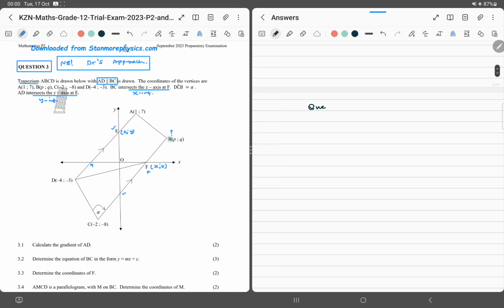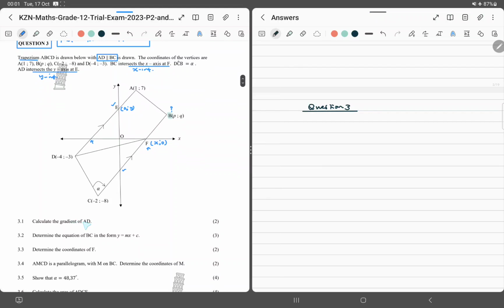So question 3. Now question 3.1 says determine the gradient of AD. That's a very easy question. So we know that the gradient of AD is going to be y at D minus y at A divided by x at D minus x at A.